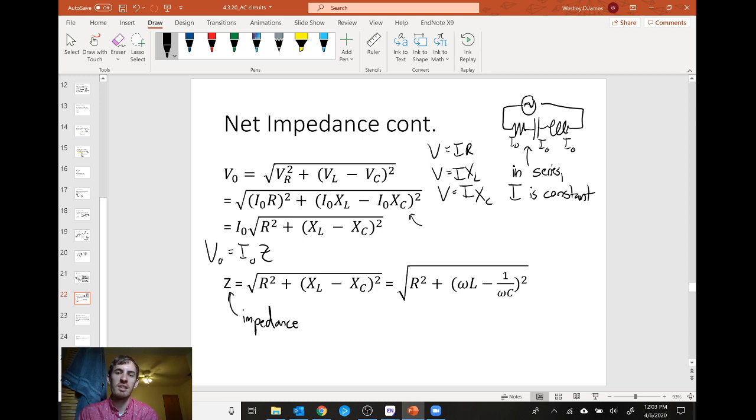And we just derived it. It's R squared plus the inductive reactance minus the capacitive reactance, that whole thing squared. And if you plugged in what each of those are, omega L minus 1 over omega C. So this may look complicated, but basically what I want you to take away from this is that if you have a resistor, a capacitor, and an inductor in a circuit together, or any combination of the three, this is how I get my net resistance for the circuit. We call it impedance, but it's basically acting like a resistance.